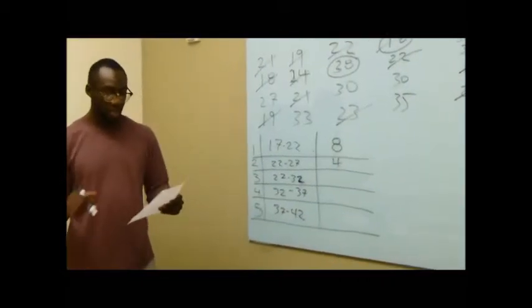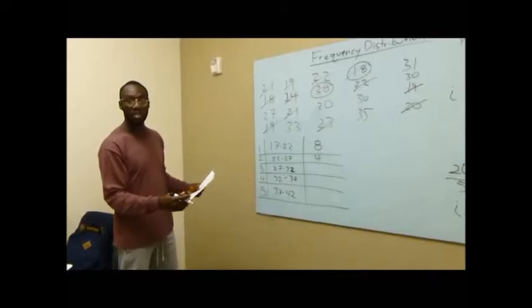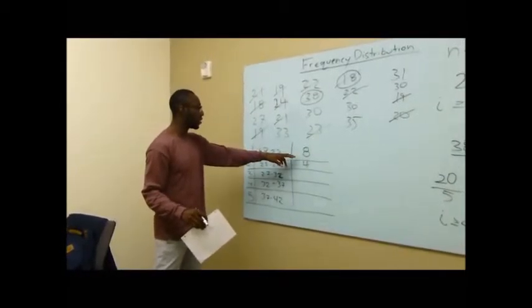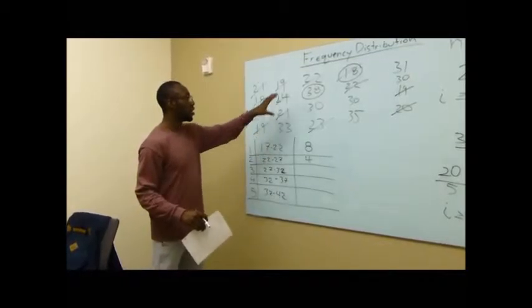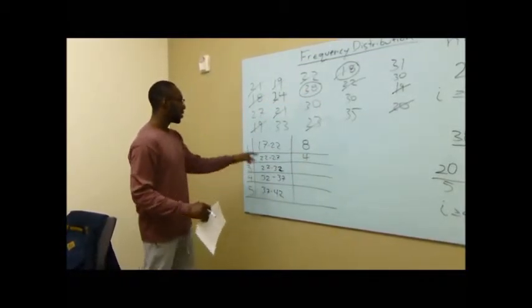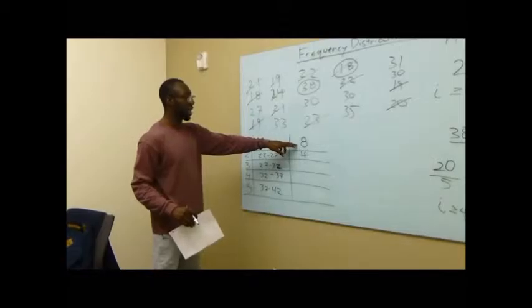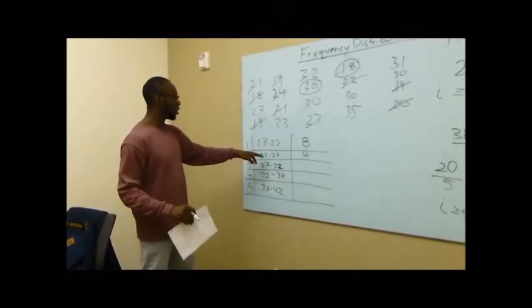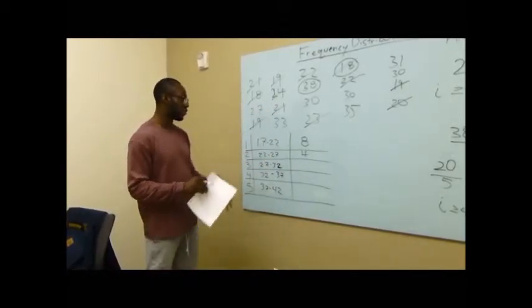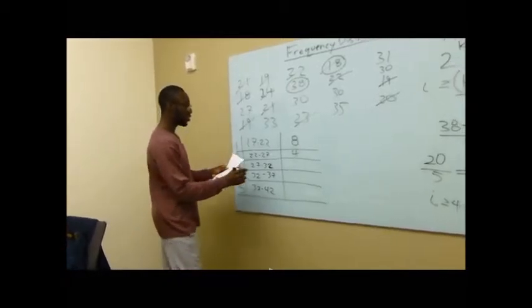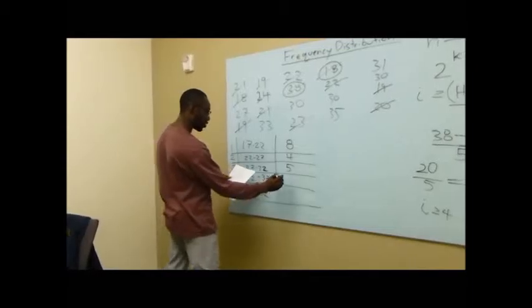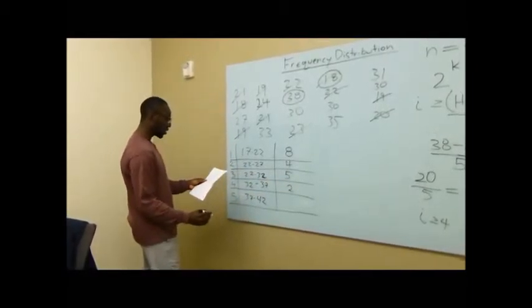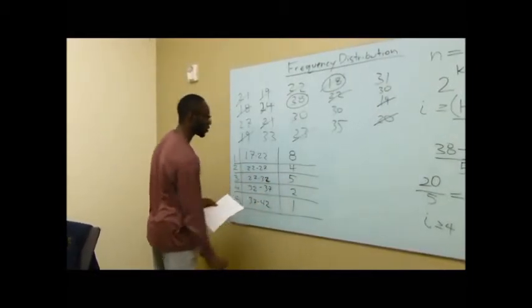Now that we have these numbers, we're going to proceed to do the same thing. How many times do the numbers between 17 to 22 appear in this data? 17 to 22 still happens to appear 8 times. 22 to 27 appears in this data 4 times. 27 to 32 appears 5 times. 32 to 37 appears twice. And 37 to 42 appears once.